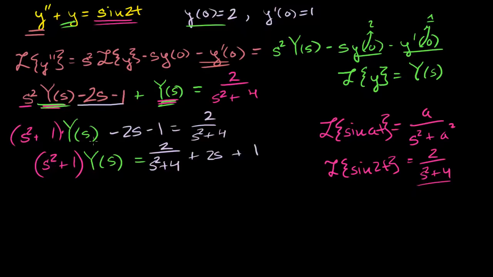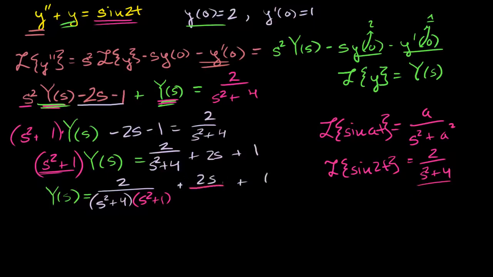Now we can divide both sides of this equation by s squared plus 1, and we get the Laplace transform of y of s is equal to 2 over s squared plus 4 times this thing right here. I'm dividing both sides of this equation by this term right there. So times s squared plus 1. It's in the denominator, so I'm dividing by it. Plus 2s plus 1. I have to divide both of those terms by the s squared plus 1. Divided by s squared plus 1.